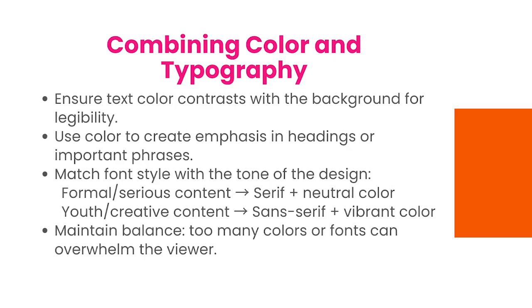Okay. So how then can we combine color and typography? Combining color and typography should ensure that your text color contrasts with the background for legibility. Then use color to create emphasis in headings or important phrases. Match your font style with the tone of the design. Is it formal or serious content? If it's formal or serious, use the serif and neutral color. If it is youth or creative content, use the sans serif and vibrant color.